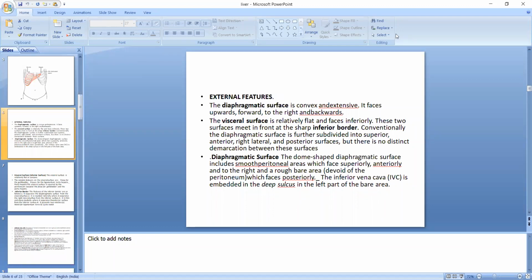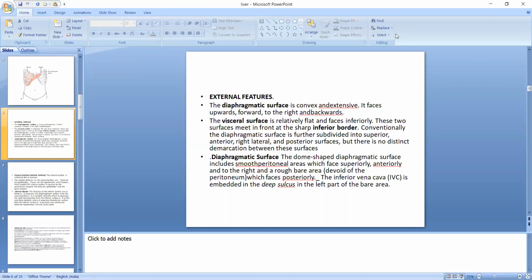So what are the external features of the liver? First, we will discuss the surfaces of the liver. The diaphragmatic surface is convex and extensive. It faces upward, forward, to the right, and backwards. The visceral surface is relatively flat and faces inferiorly. These two surfaces meet in front at the sharp inferior border. Conventionally, the diaphragmatic surface is further subdivided into superior, anterior, right lateral, and posterior surfaces, but there is no distinct demarcation between these surfaces.